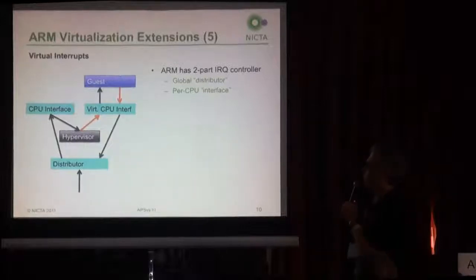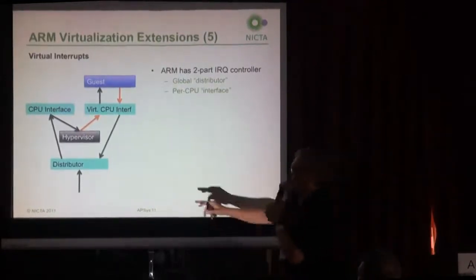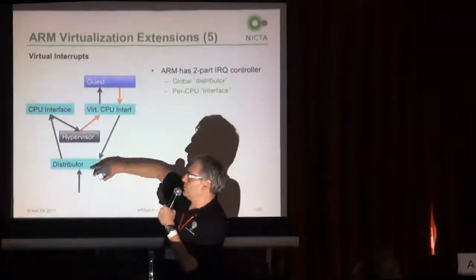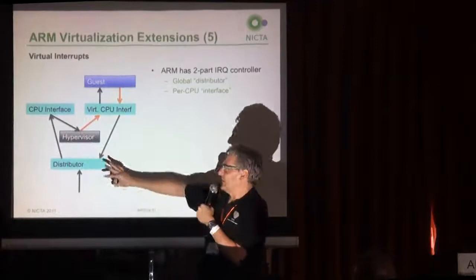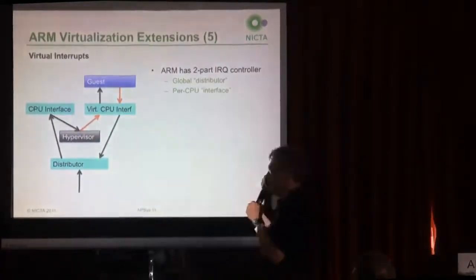Extension is what's called virtual interrupts. So this is roughly how interrupt handling looks on the ARM. The ARM has a two-part interrupt controller called the distributor and the CPU interface. This part is basically for configuring things, and this part is for the actual interrupt handling.